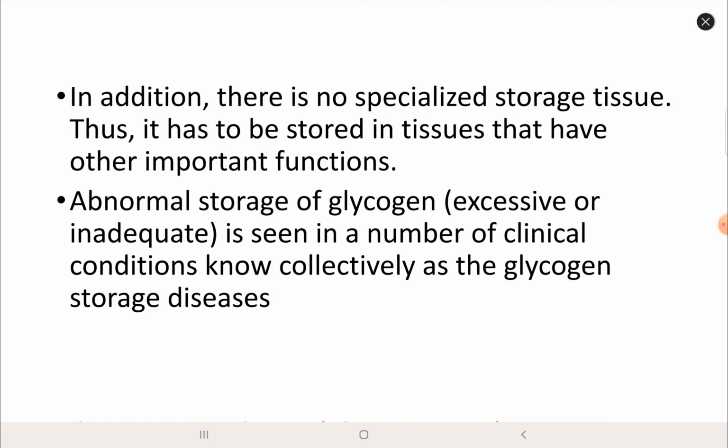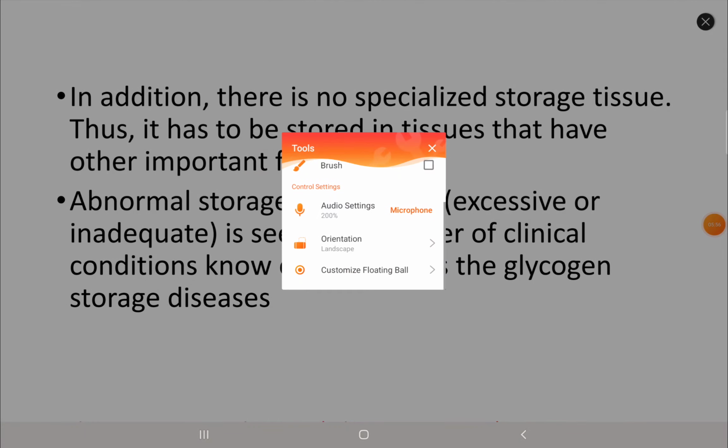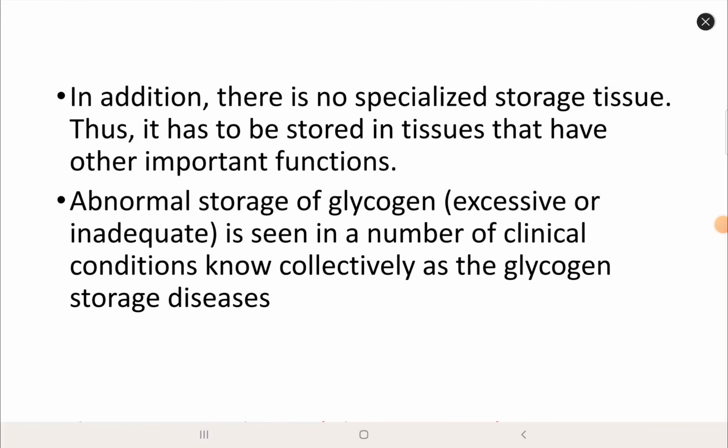The important point in glycogen, if there is any defect in the formation of glycogen or degradation of glycogen, there is a metabolic disease, a genetic disease called glycogen storage disease. If there is no breaking down of glycogen, what happens? There will be hypoglycemia because there is no glucose entering into the blood.